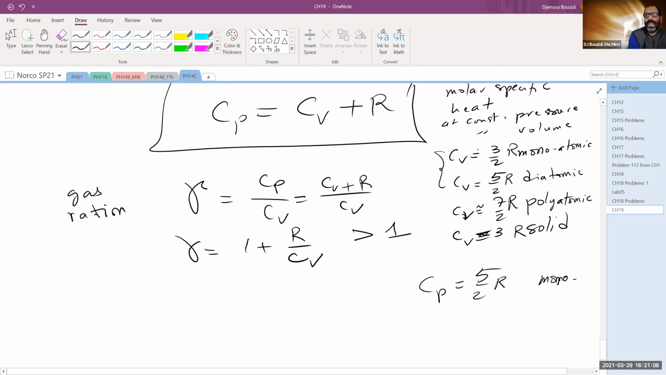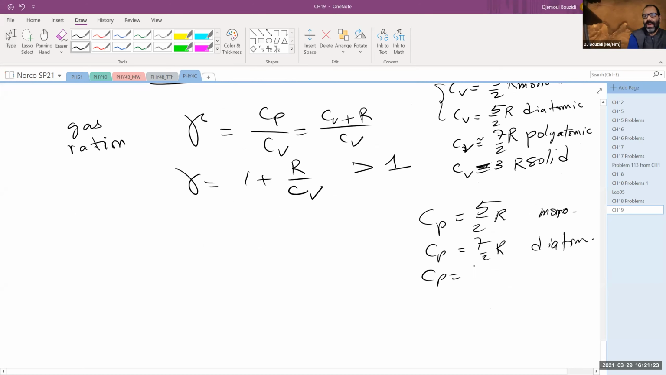Whatever that number is, just add to it 1. CP is equal to 7/2 of an R for a diatomic gas. And CP is equal to what? 9/2 of an R for the other one, okay? For the last one, roughly, 9/2 of an R. This is, again, an approximate for a polyatomic gas. Polyatomic gas is like, for example, carbon dioxide, or water vapor, H2O. So those behave more or less like this one.